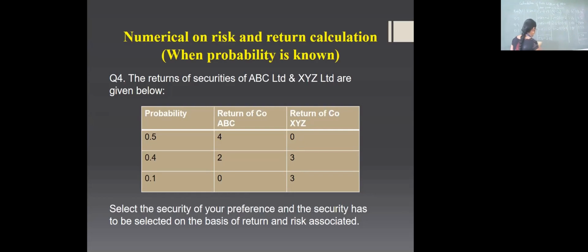So the formula is very simple. Standard deviation when probability is given. We are calculating risk when probability is given. So the formula would be root of summation Pi into Ri minus Er square. So we know the total of Pi into Ri minus Er square. It is 1.76. Okay, root of 1.76. So how much is your standard deviation?